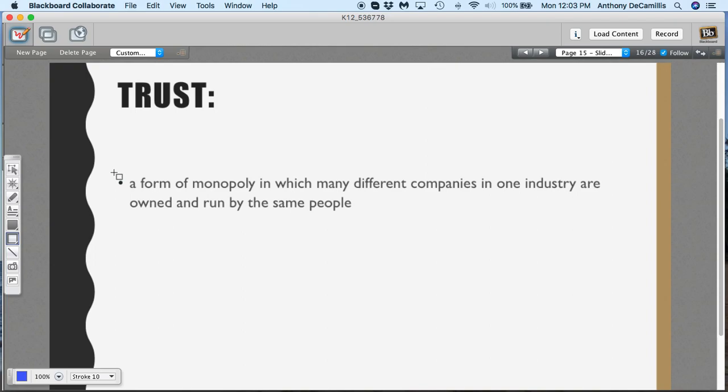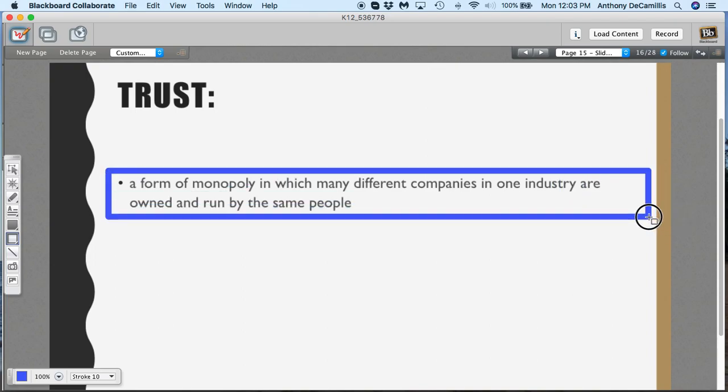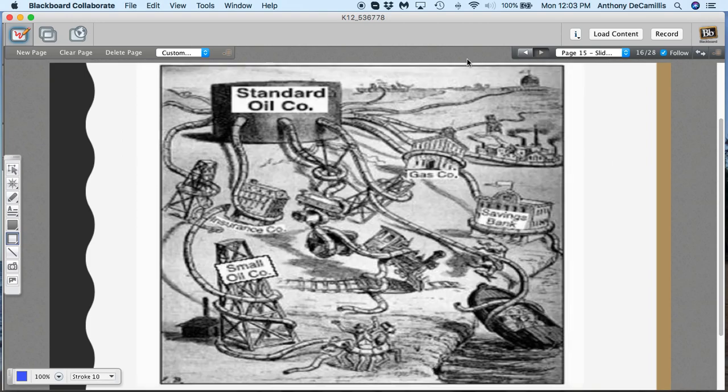So, by definition, it's a form of monopoly in which many different companies in one industry are owned and run by the same people. It's like the people on top of the monopolies all came together and decided to, well, one trust to rule them all, right? The biggest example of this, the famous example of this, and I apologize for being a little bit fuzzy, is Standard Oil. Again, picking on John Rockefeller.